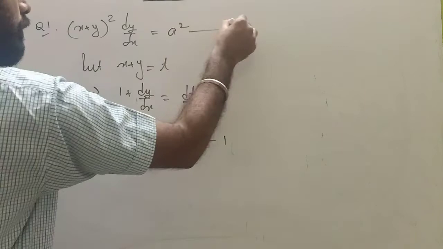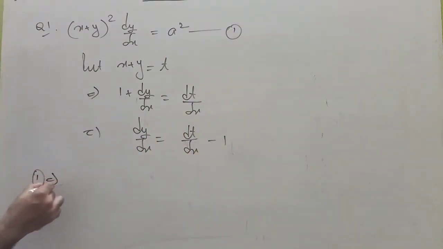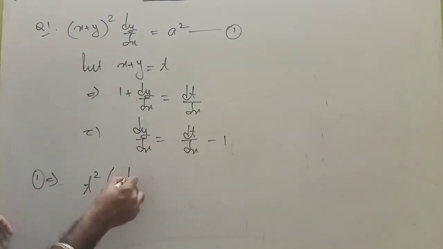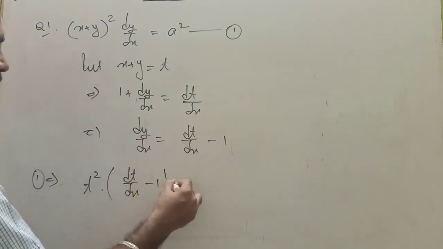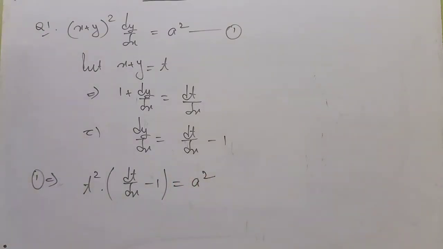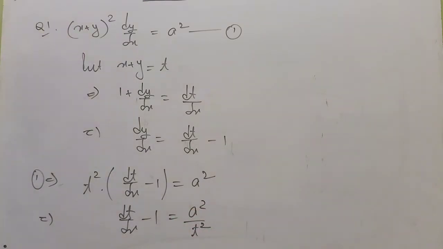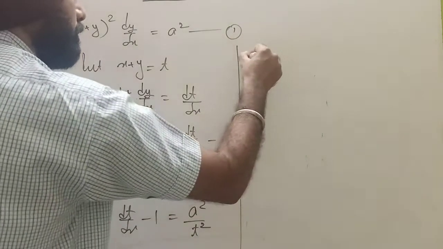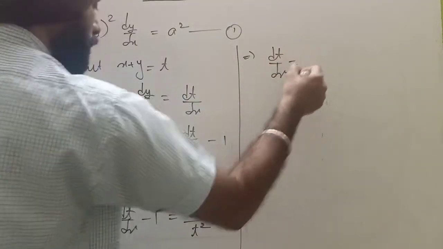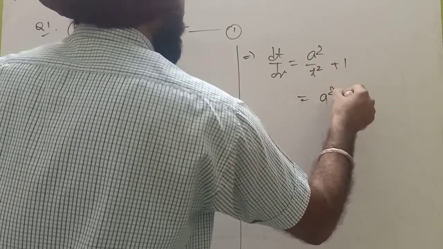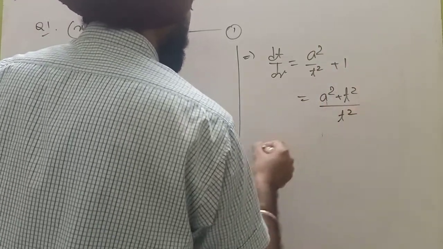So put all these values in equation number 1. So equation 1 implies x plus y is t, and dy by dx is dt by dx minus 1 is equal to a square over t square. Now we have to separate the variables. One variable is t and the other is x. So first of all, dt by dx minus 1 is equal to a square over t square. Then dt by dx is equal to a square over t square plus 1, which is equal to a square plus t square over t square.